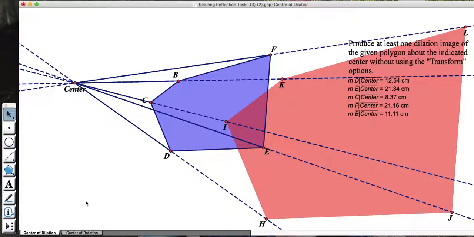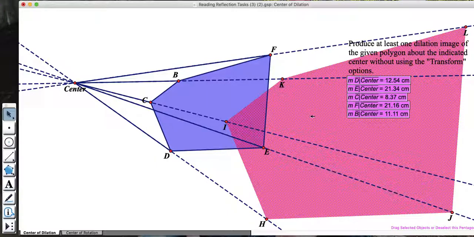about it analytically. I thought about each point. So I started by drawing lines from the center to each vertex, and then I measured. You can see the distances over here. I measured the distance from each vertex to the center, and then I decided to do a simple scale factor of 2, and so I doubled those distances, and so this distance from the center to F became the center all the way to L right here. And so in the end, I created this lovely pink polygon that is twice the size of the blue.